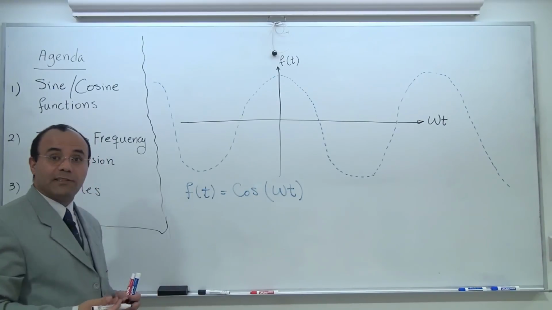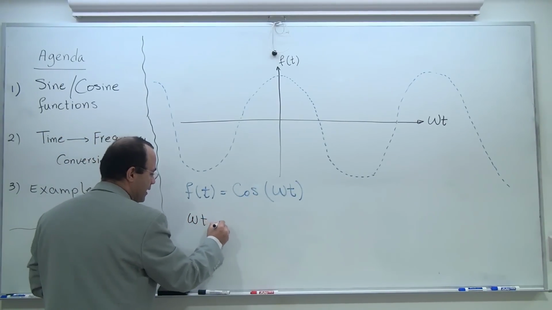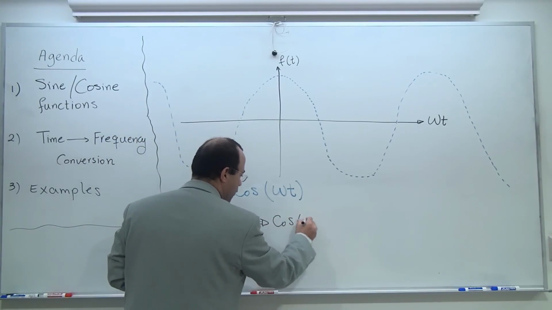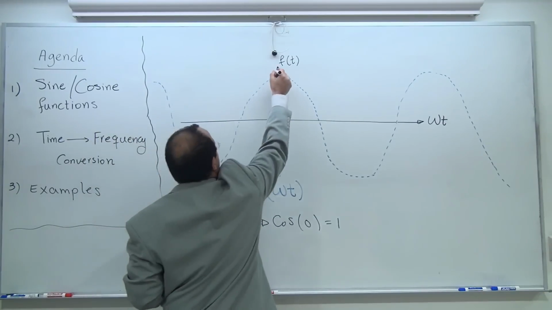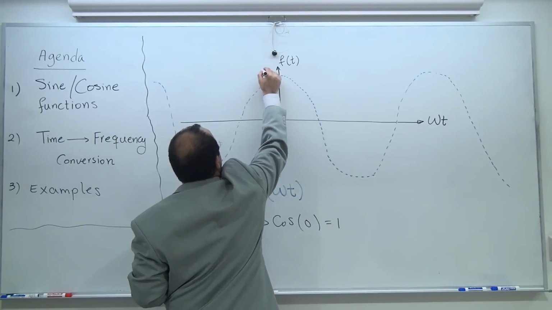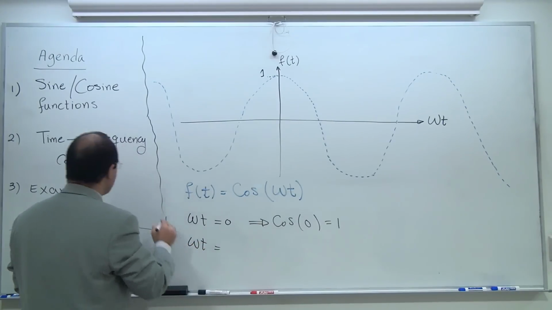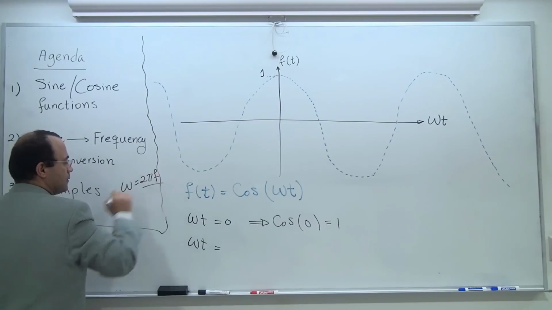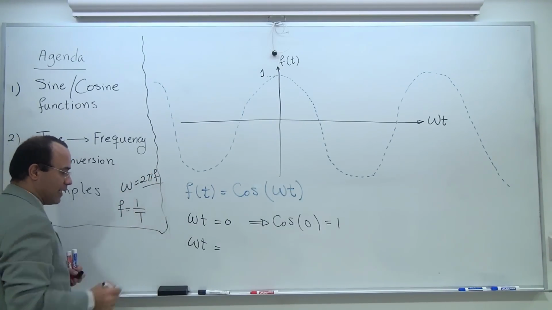Now, there are a few critical points and critical information. For example, if omega t or t is equal to 0, what do you get? This one is going to be cosine of 0, which is 1. So obviously, at this moment, this is going to be 1. Now, by the way, remember omega is equal to 2 pi f, and f is going to be 1 over T. I'm going to explain that in a moment.